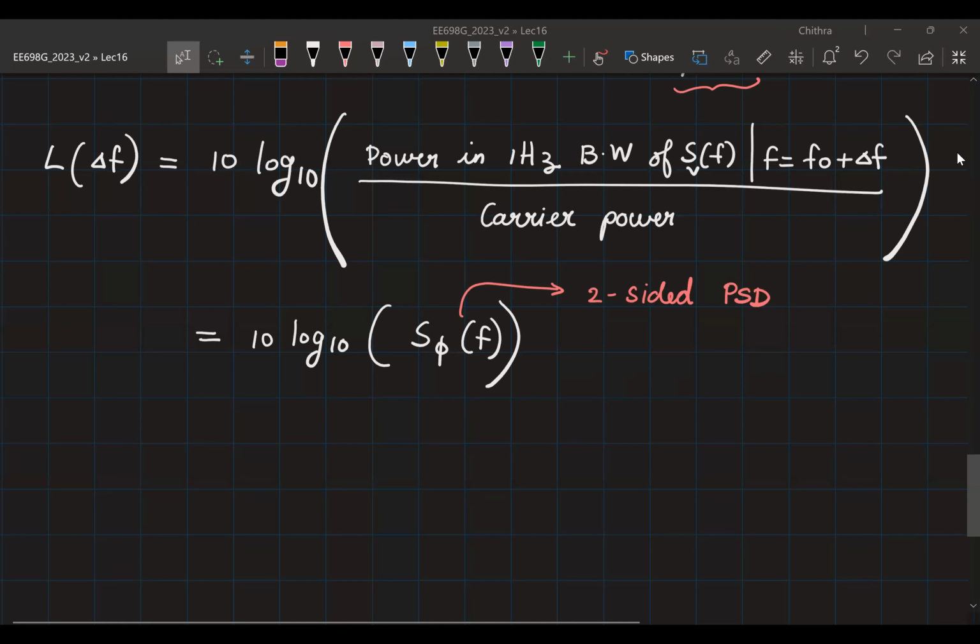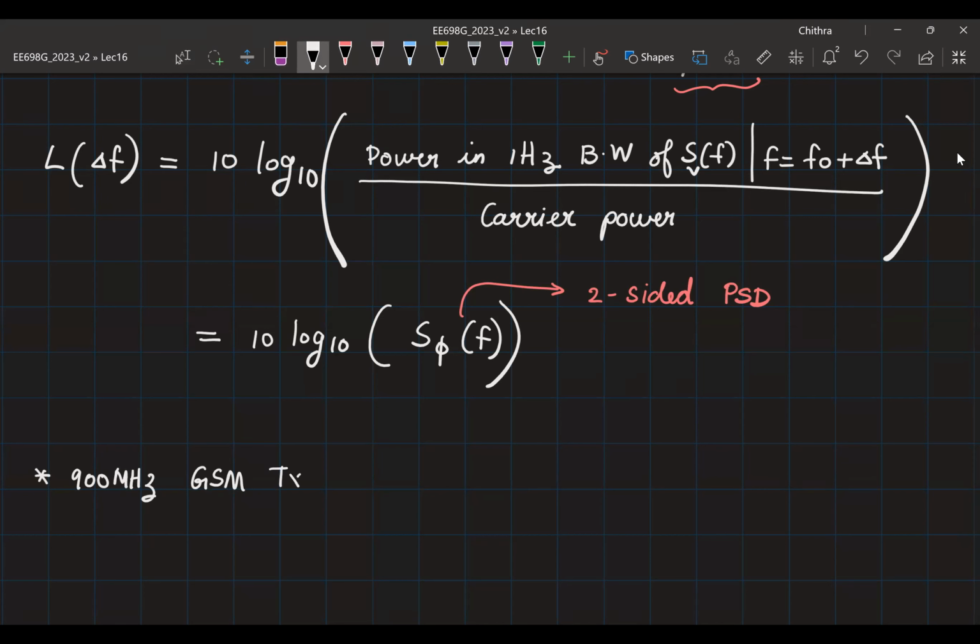So to give you an example, if you're working with a 900 megahertz GSM transmitter, when you report the specifications of the clock, the delta F, the offset frequency you are interested in, is 25 megahertz. And the phase noise at this offset frequency should be minus 145 dBc per hertz. So it should either be at minus 145 dBc per hertz, or it should be a lower value, right?